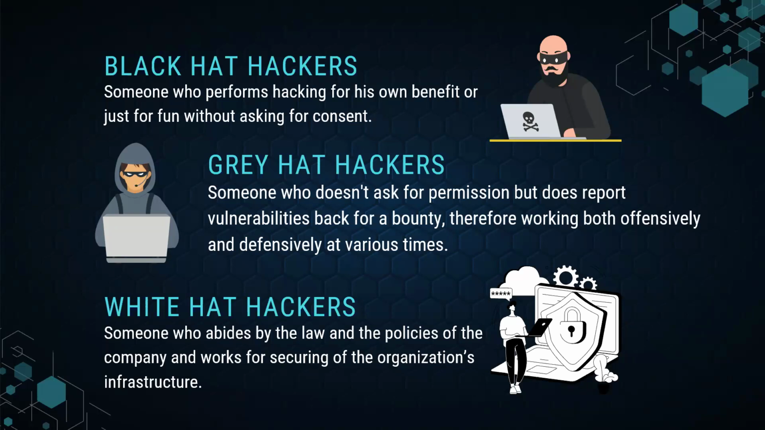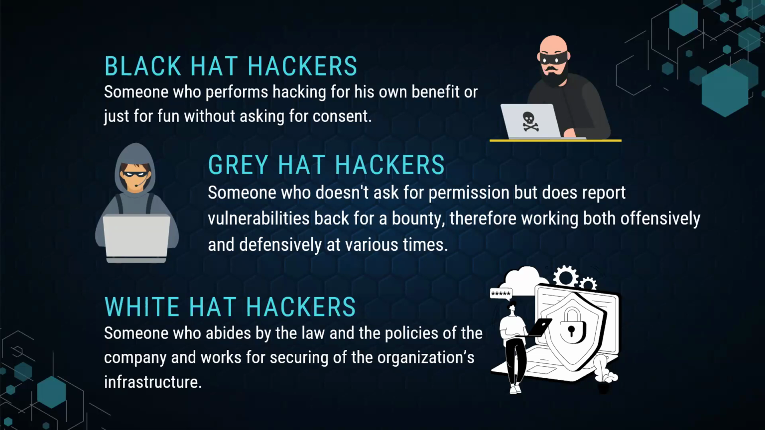And in between, there's a third mysterious category called gray hat hackers. People who don't ask for permission first, like a black hat hacker, but do report the vulnerabilities back once they find them, like a white hat hacker. So they're working both offensively and defensively at various times. But there's a minor catch here. They don't do this for free. They do it in return for a bounty. A bounty is like a financial reward they expect in return for reporting that vulnerability. So they're not following all the rules and regulations, but they're still working for the benefit of the company itself in return for a financial reward. And hence, they're also commonly known as bug bounty hunters, hunting for bugs in return for a bounty, and also known as gray hat hackers.